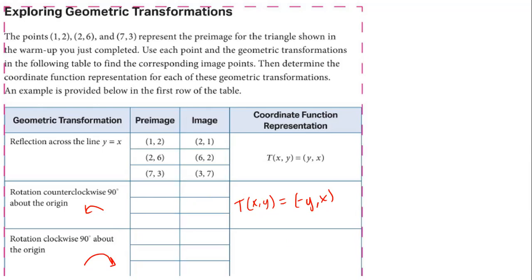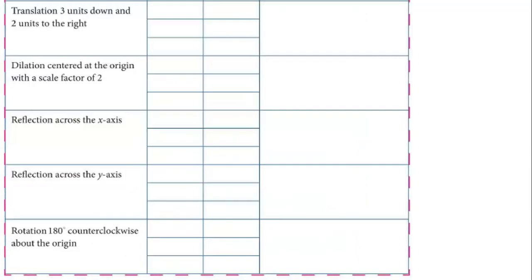Is that better? All right, so the rule that we follow every single time is the transformation to move your x and your y. With this rule, you're still switching your x and your y, but this time you're changing the sign of your x. So when you go counterclockwise, it changes the sign of the y. When you go clockwise, it's changing the sign of your x. All right, we're good? Okay, now we're gonna go on to the next one.